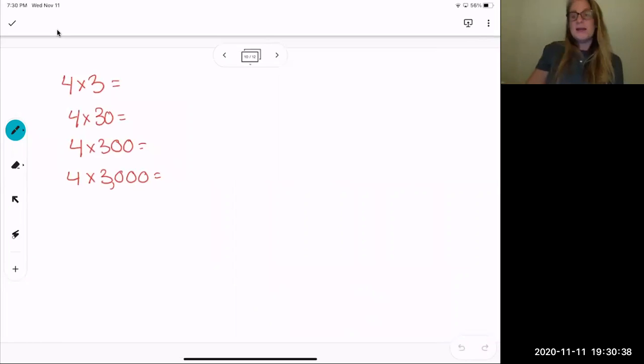Okay, now I want you to multiply these 4 problems in unit form. You can use your place value chart if you really need it, but I really want you to think about how to write these problems out in unit form. So on your whiteboard, you need to answer these 4 problems in unit form.